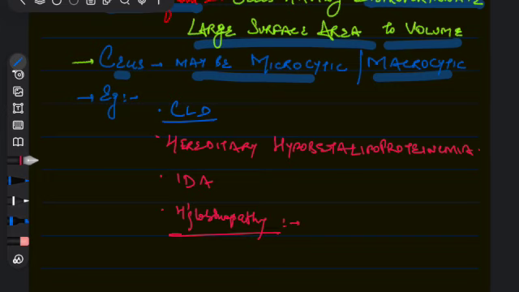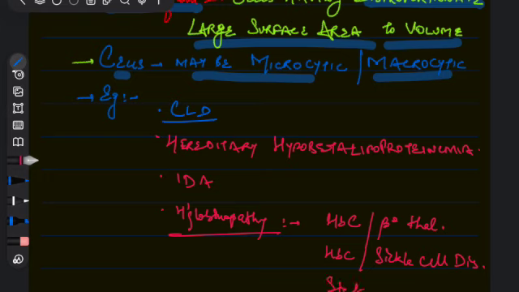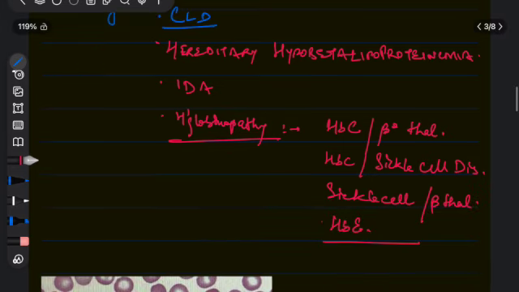We can say target cells will be present in all these hemoglobinopathies like HbC, thalassemia, HbC, sickle cell disease, sickle cell, beta thal, or HbE. In all these hemoglobinopathies we will find our target cells.